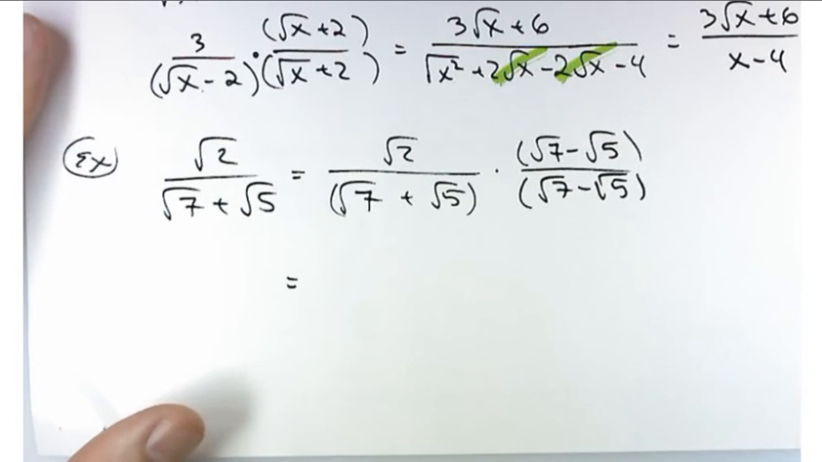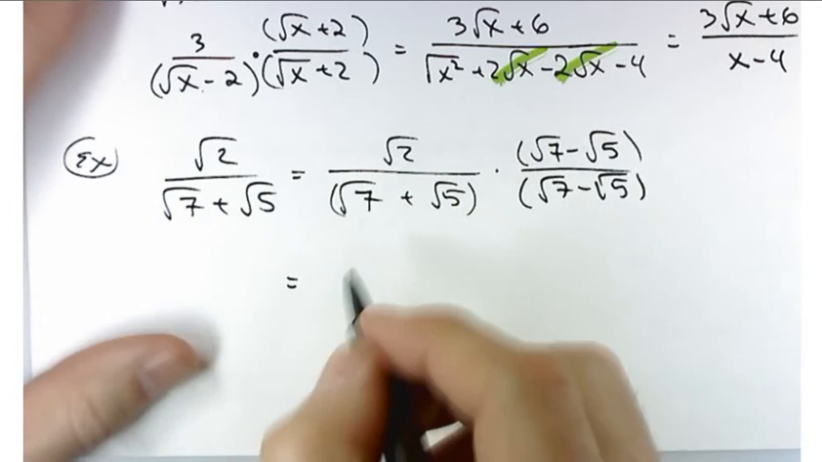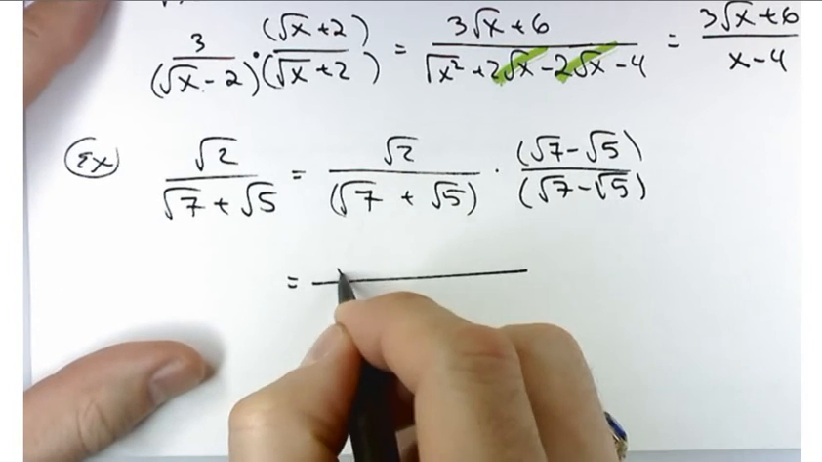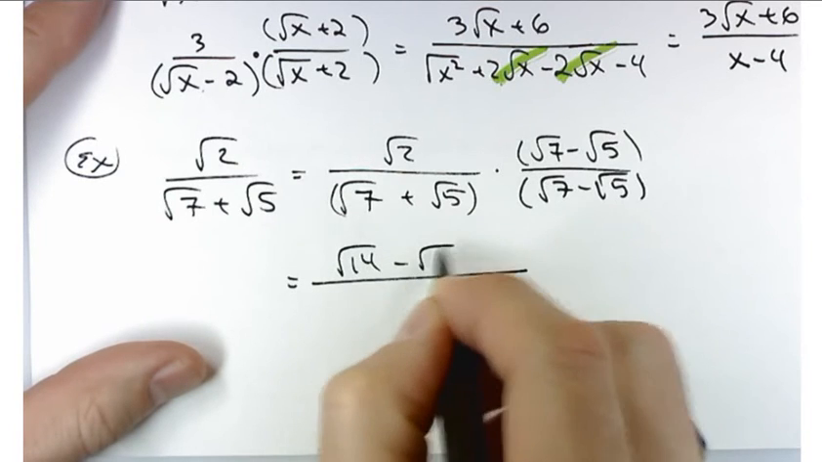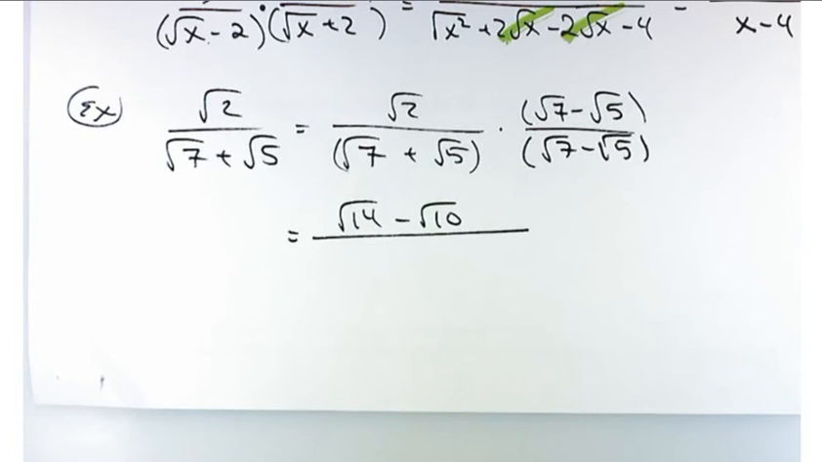And in the numerator, let's distribute that square root of 2. In the denominator, you get to FOIL things out. You should get a nice number when you're all said and done in the denominator.